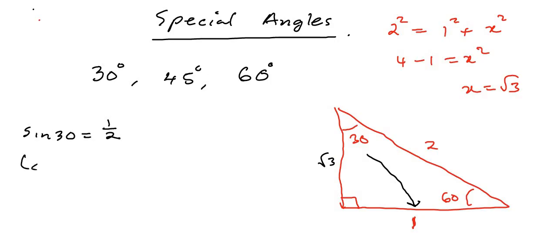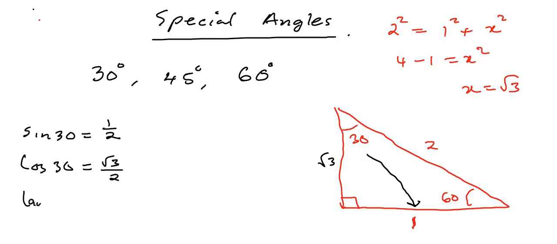Then I'm also going to have cos 30. With regards to 30, the opposite is 1 and the adjacent is root 3. The adjacent and the opposite can switch places. The only thing that is permanent is the hypotenuse, the longest side. So cos 30, adjacent is root 3, adjacent over hypotenuse, so it's simply going to be root 3 over 2.